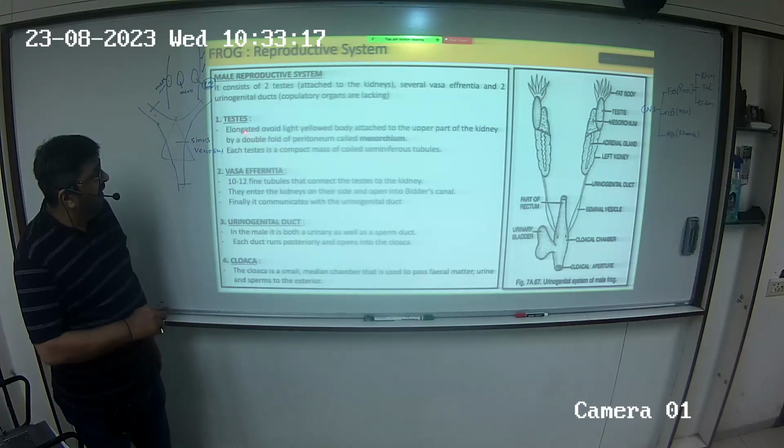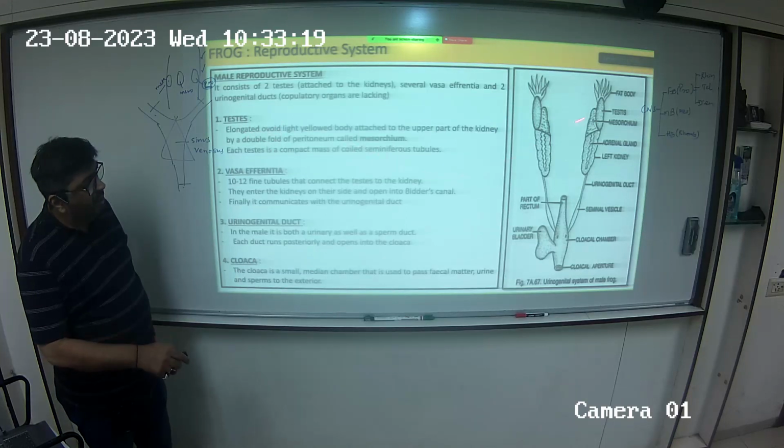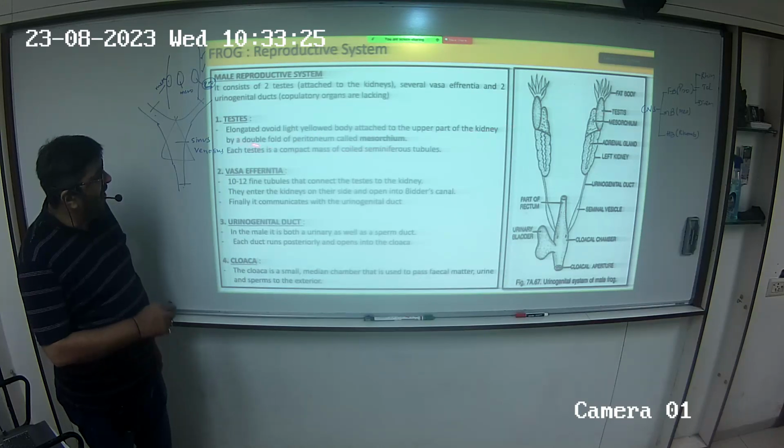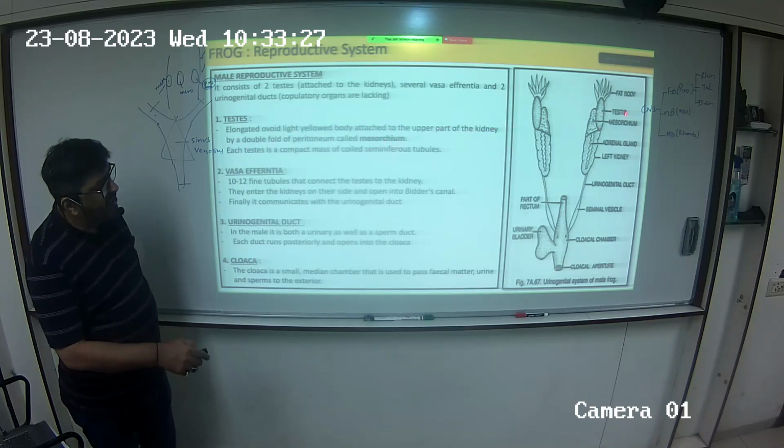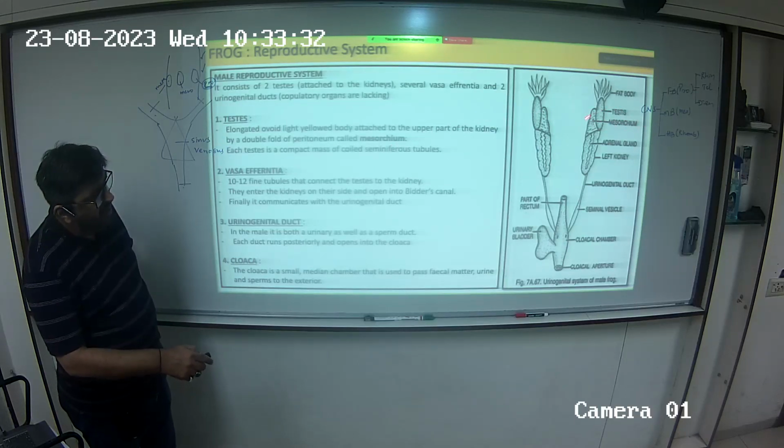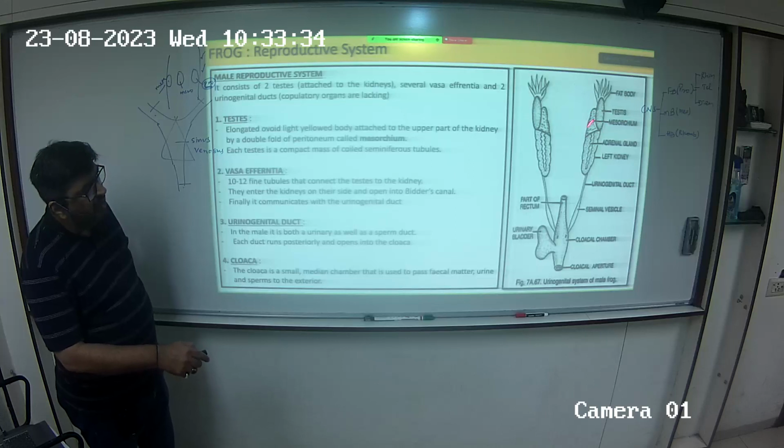Testes, elongated ovoid, oval shaped structure, light yellow colored bodies attached to the upper part of the kidney. You can clearly see by a double fold of peritoneum called as mesorchium. ये देखो, दिख रहा है mesorchium, please everybody? So double fold of membrane is mesorchium, right?